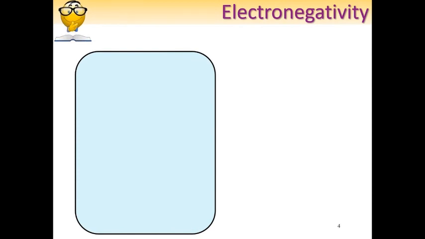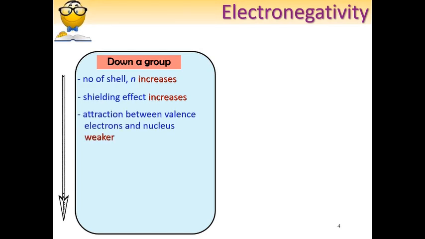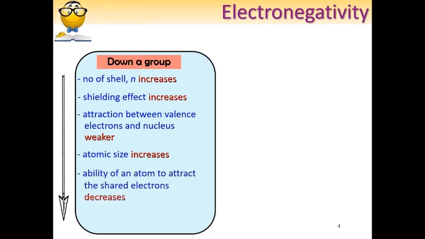How to explain the trend of electronegativity? As we go down the group, the number of shells increases, so the shielding effect increases. The attraction between valence electrons and nucleus weakens as atomic size increases. The ability of an atom to attract the shared electron decreases. Thus, electronegativity decreases.